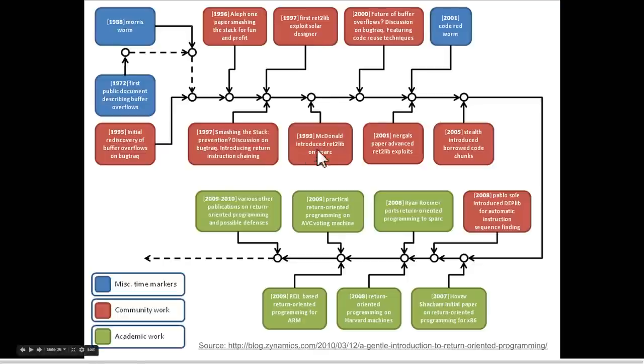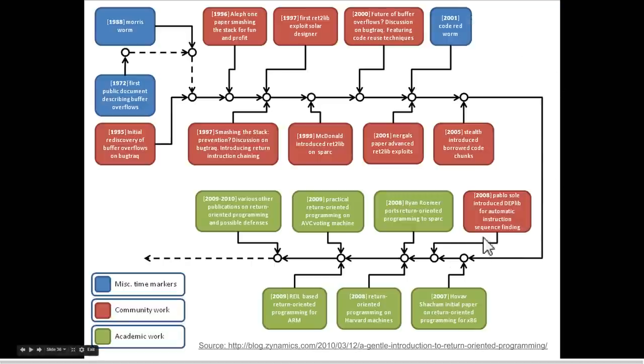Two years later, return-to-library style attacks were introduced on different platforms like the SPARC architecture. Around 2000, code reuse techniques became more maturely discussed and explored. Right about 2001, an advanced paper was published on return-to-library style exploits. Related to that was the Code Red worm, one of the first series of major attacks that led Microsoft to implement, in 2004, all those executable security mechanisms.